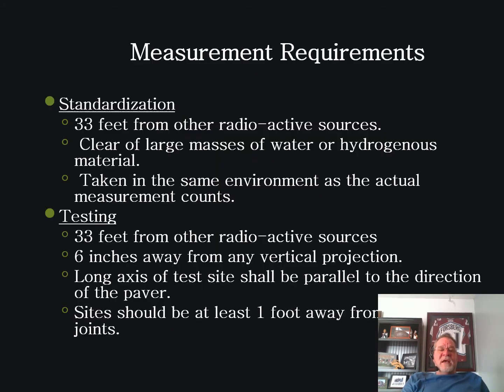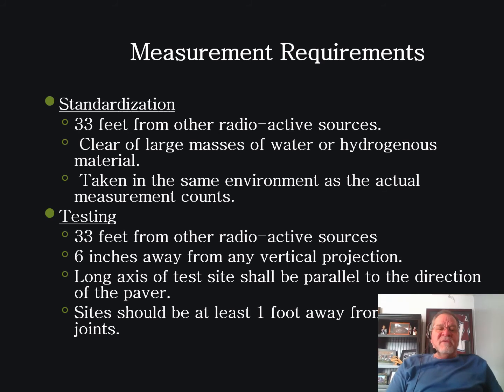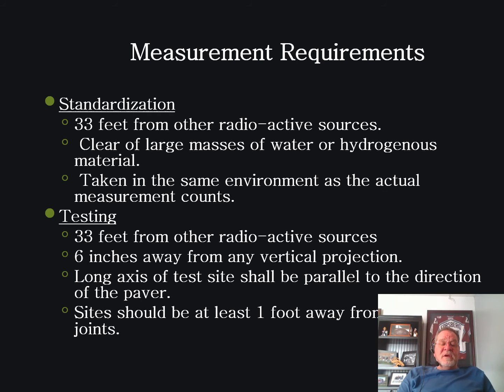We're running a test. It has to be at least 33 feet from any other radioactive source. It has to be free of any large masses of water or hydrogenous materials, taken in the same environment as the actual measurements are going to be taken. When you're running the test, again, 33 feet from radioactive sources, 6 inches away from any vertical projection. The long axis of the test site shall be parallel to the direction of the paving, and the site should be at least 1 foot away from any of the joints.